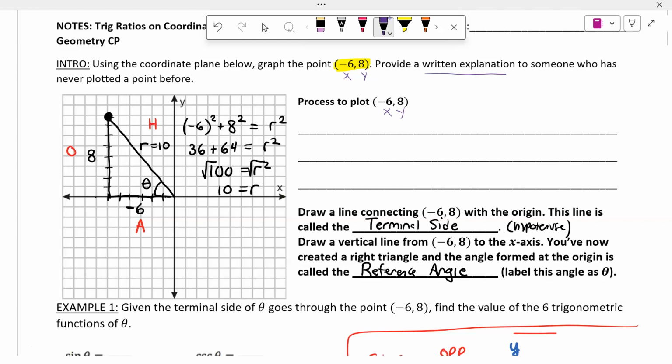So I have two values. I have an x or horizontal distance of -6, and then I have an up value, a height of 8. So that's typically where you're going to start. You're simply just going to plot this point.